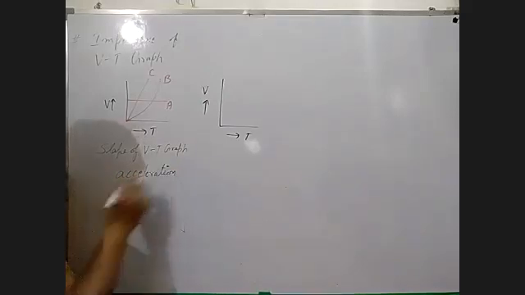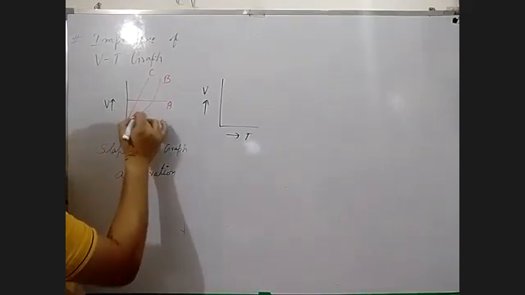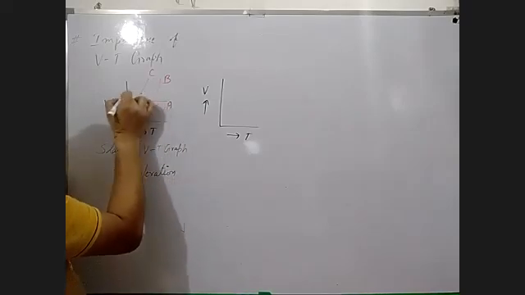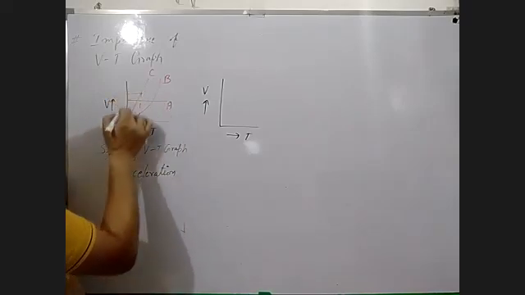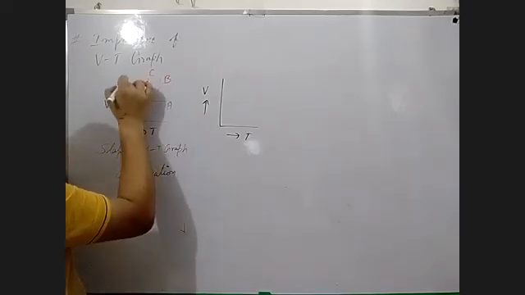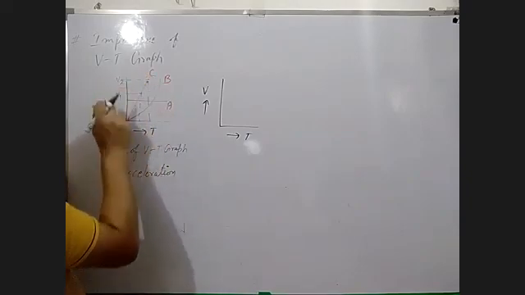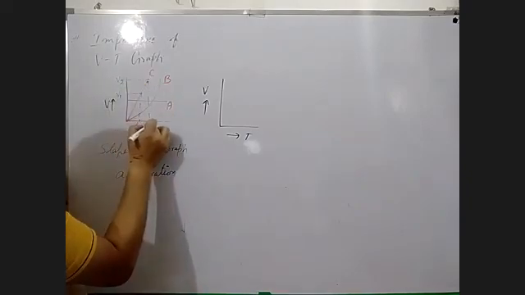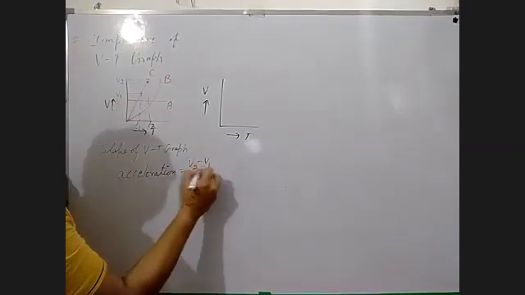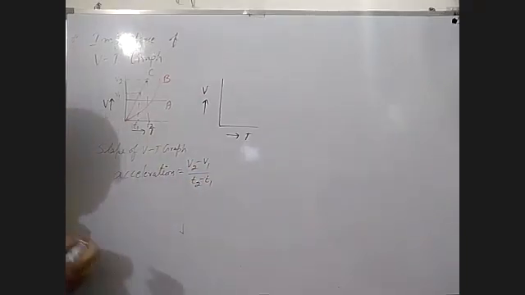Acceleration. How can you determine it? By taking the slope, meaning theta. Otherwise, you can take the change in velocity over time. Suppose from this point to this point, you can take two values, V1, V2 and T1, T2. In this way, acceleration can be calculated by the formula V2 minus V1 upon T2 minus T1. No doubt is here.